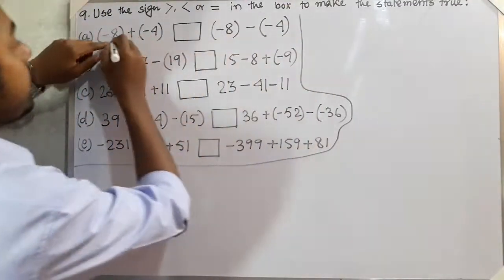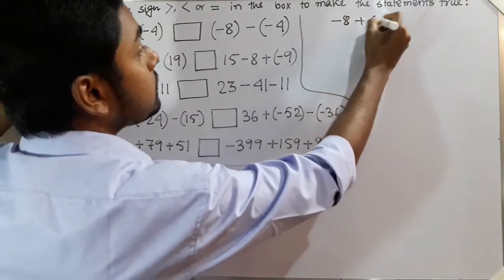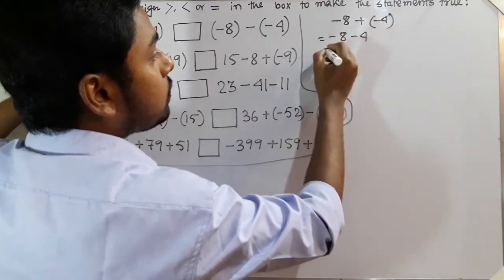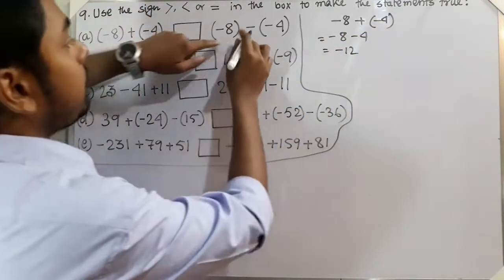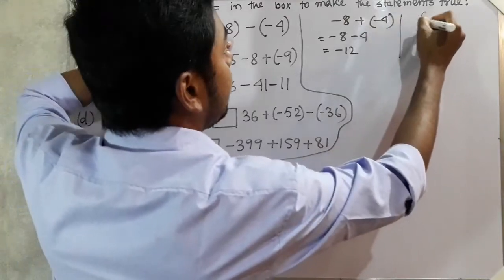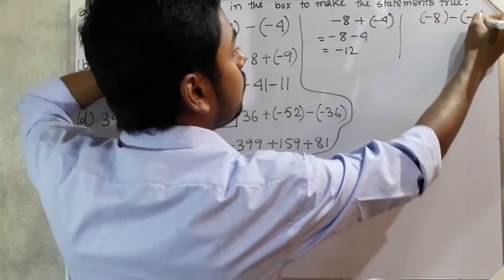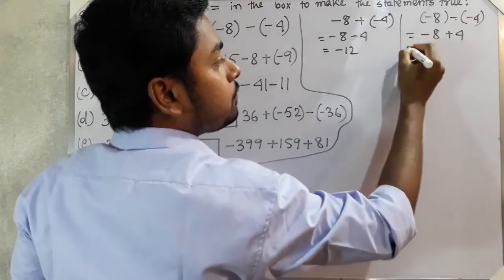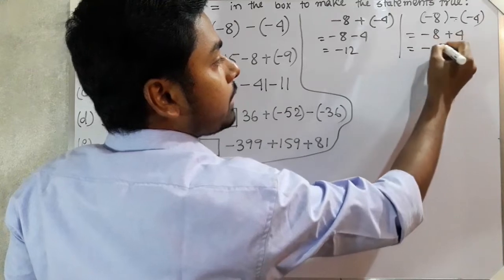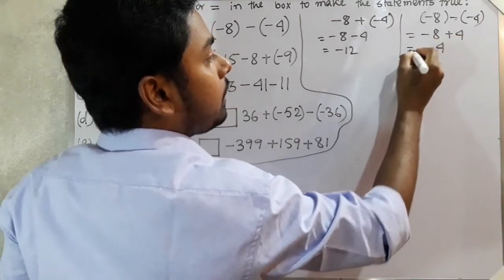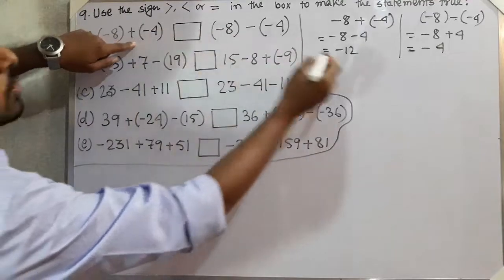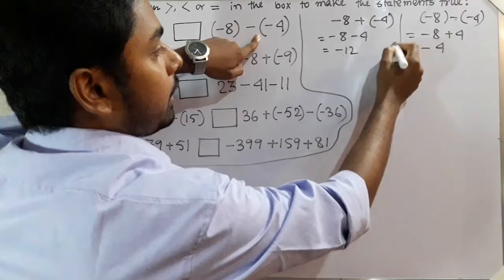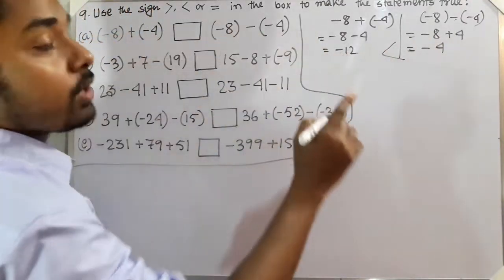Suppose I am taking this part, minus 8 plus minus 4. Find out the value of it. Minus 8 plus minus 4 means minus 12. And find out the value of this part, minus 8 then minus 4, so minus 8 plus 4. Now it will be minus 4. Now you can see this one equals minus 12 and this one equals minus 4. So which one is greater? Minus 4 is greater than minus 12 according to our number line.